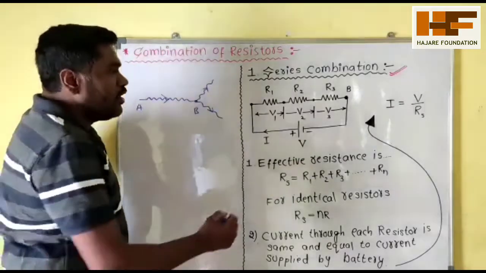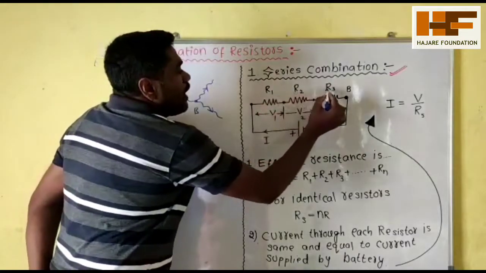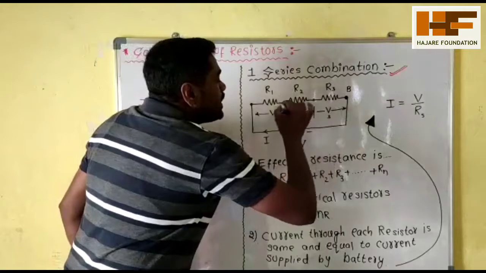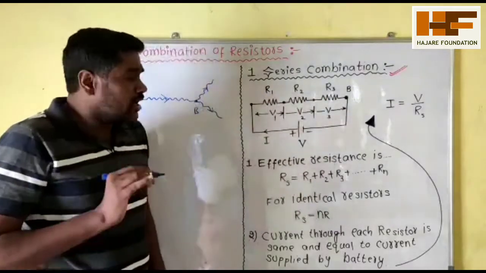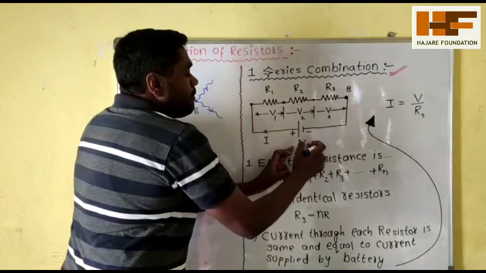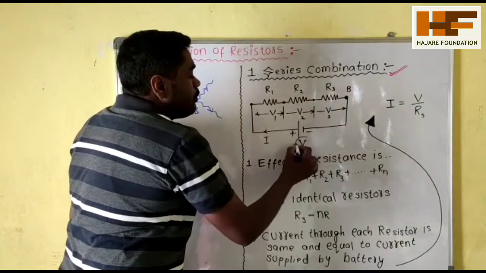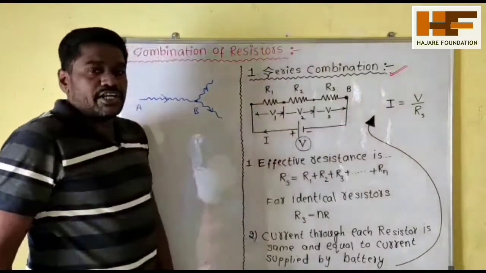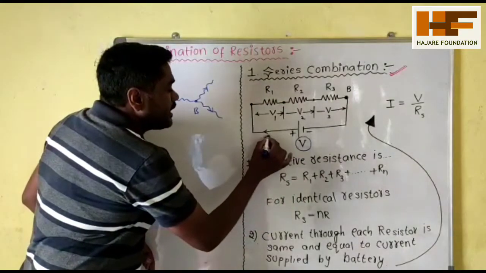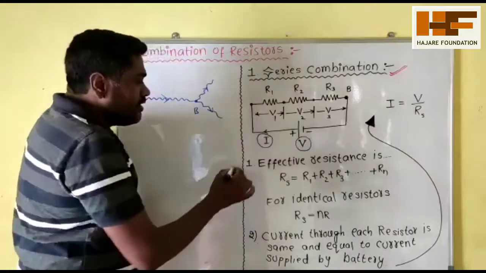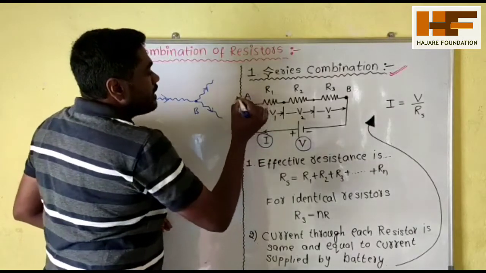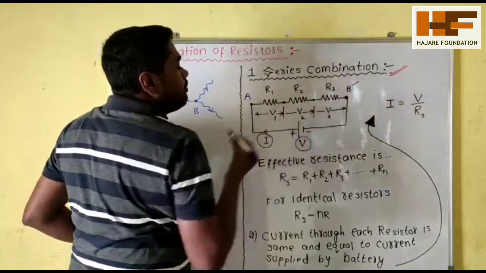In a similar way, here R1, R2, R3 are three resistors connected to a single wire. Now I connect the ends of the combination to a battery having potential difference V, the voltage. This battery supplies some amount of current, I. Take one point as A and another point as B.